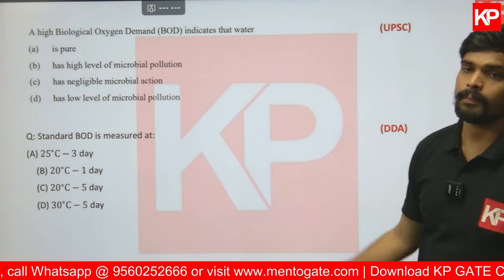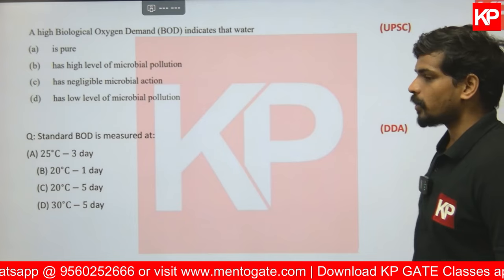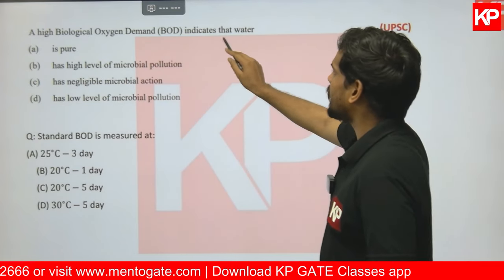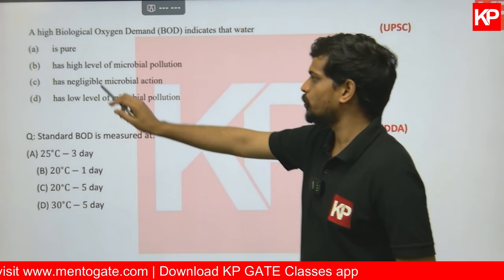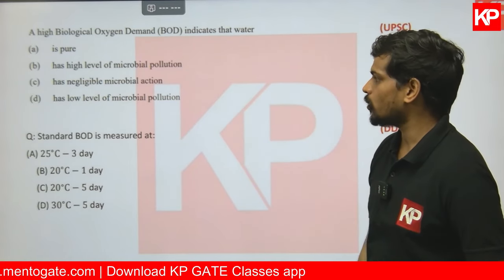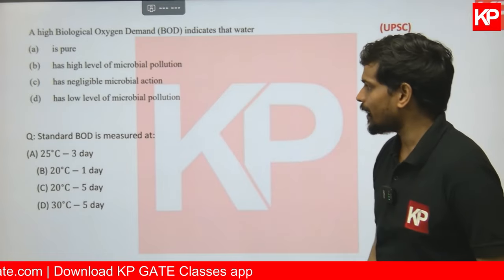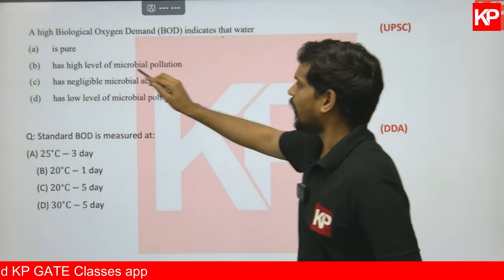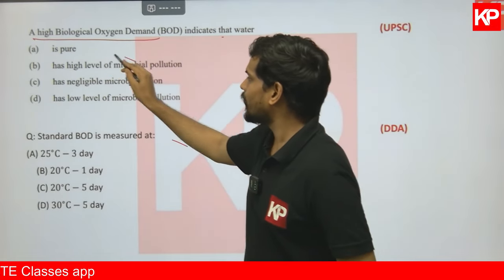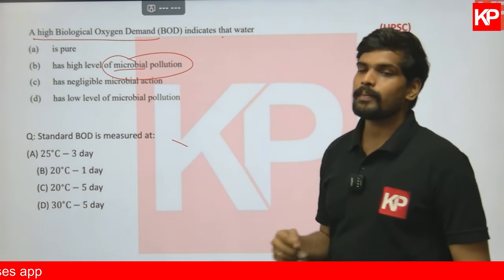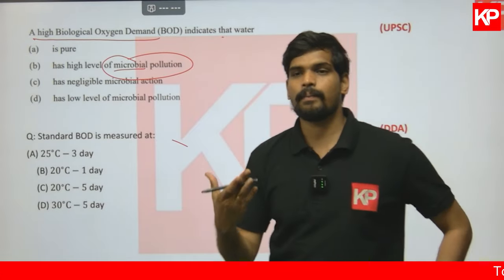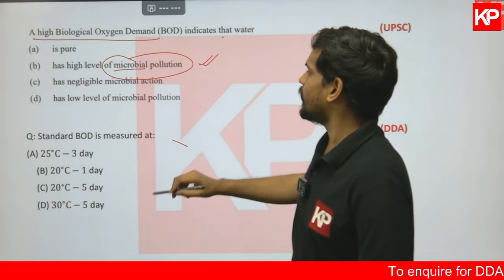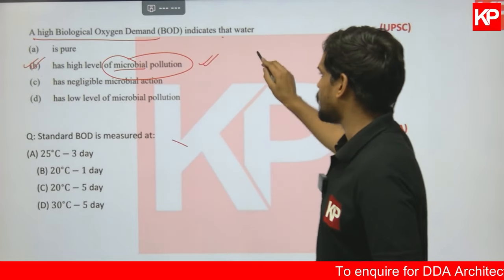Next, this is a question from a previous UPSC examination for deputy architect. A high BOD indicates that water is: pure, has a high level of microbial pollution, has negligible microbial action, or has a low level of microbial pollution. So if BOD is higher, it indicates a high level of pollution. Microbial pollution means biological, basically organic pollution, organic compounds, so it has a high level of microbial pollution. That's the answer B.